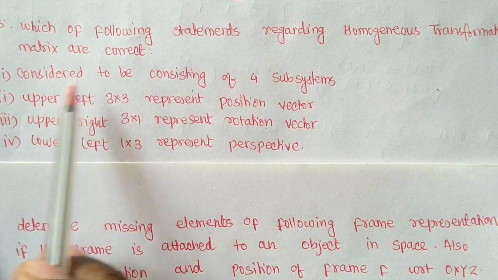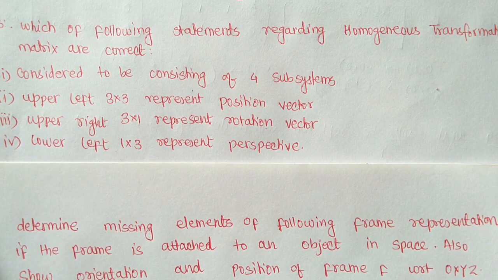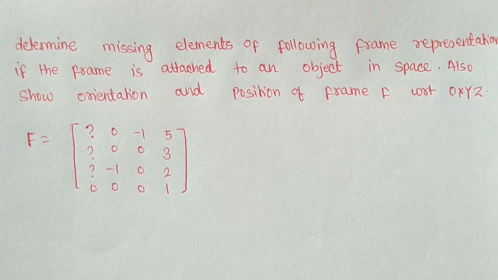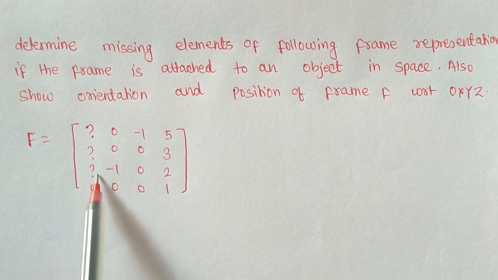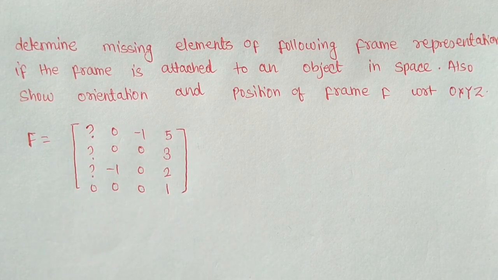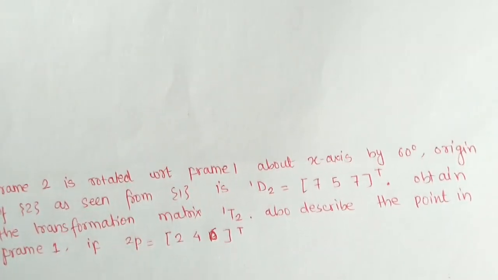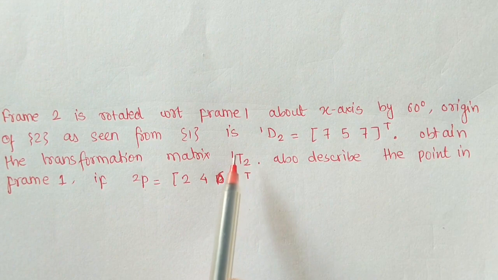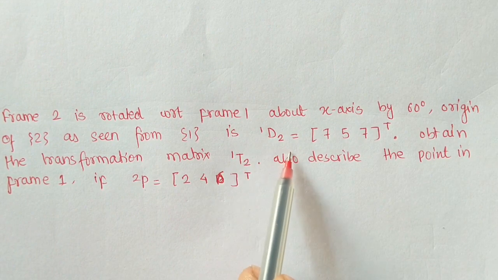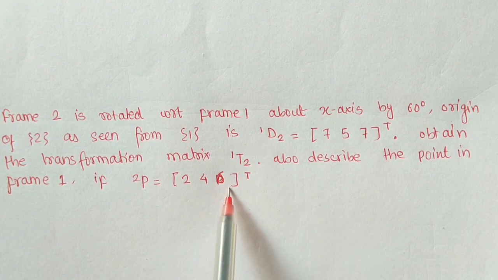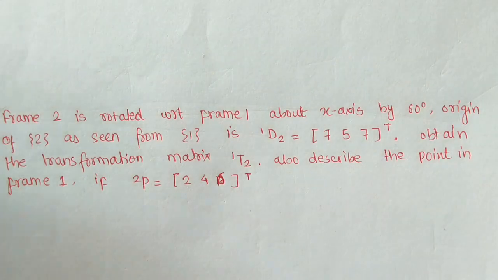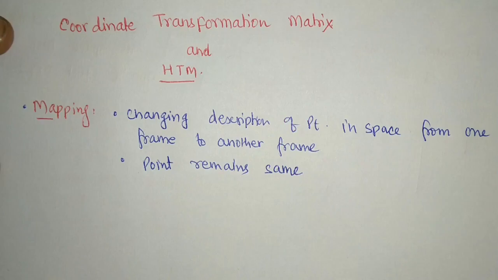So after watching the full video, you will be able to look at the various properties of a transformation matrix. Then there was a question in 2017 mains which says to determine the missing elements from a frame transformation matrix that was given to us. And then there is one practice question also that we have aligned here, and in this we are given the coordinates of the origin of frame 2, and with respect to frame 2 the coordinates of a point, and we need to determine the coordinates of that same point with respect to frame 1. So all these things you will be able to answer after watching this full video.